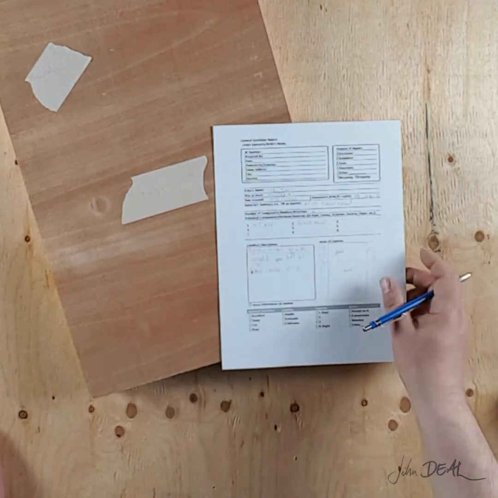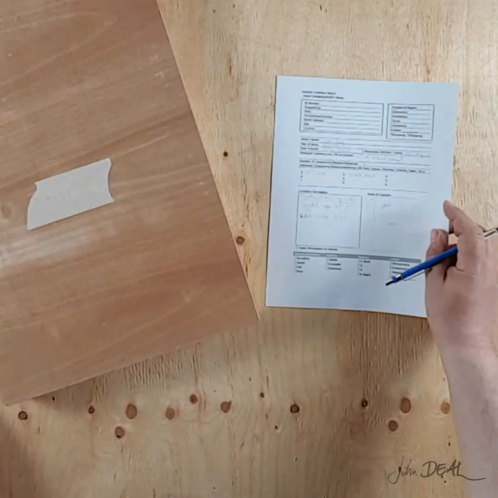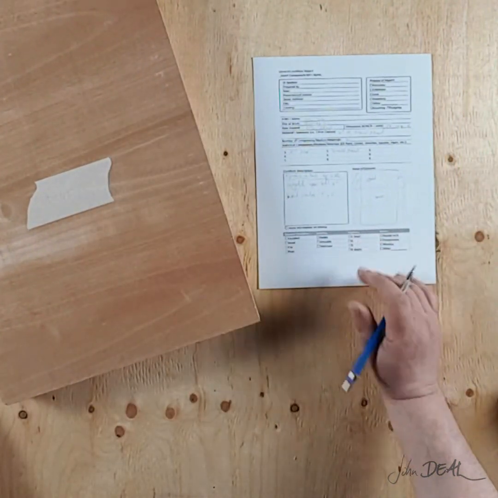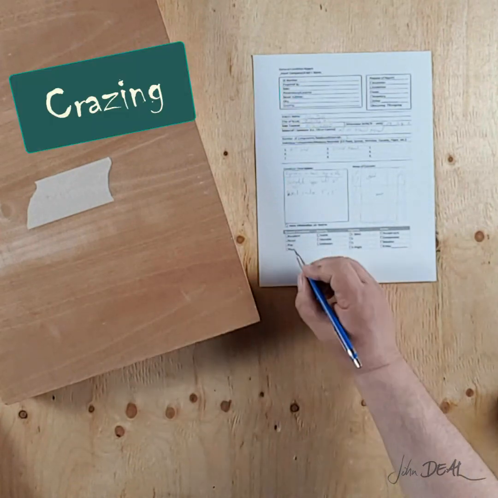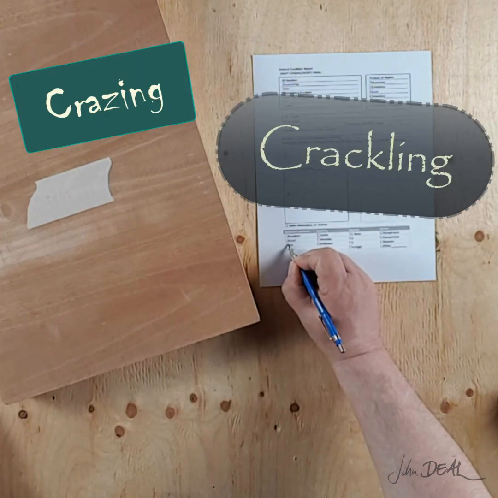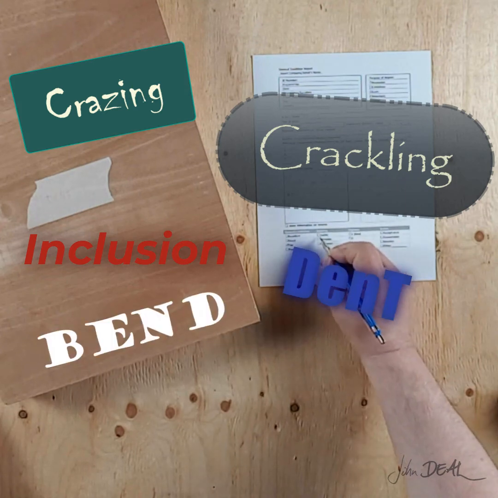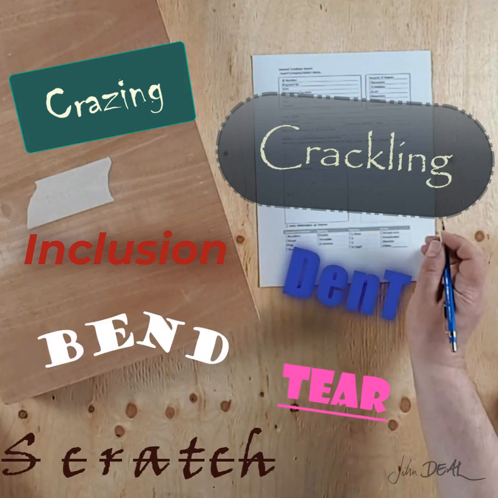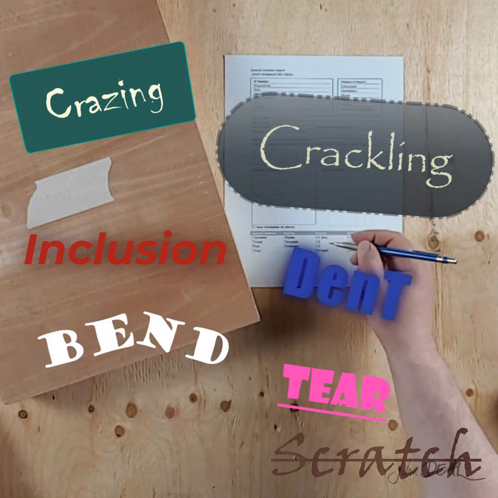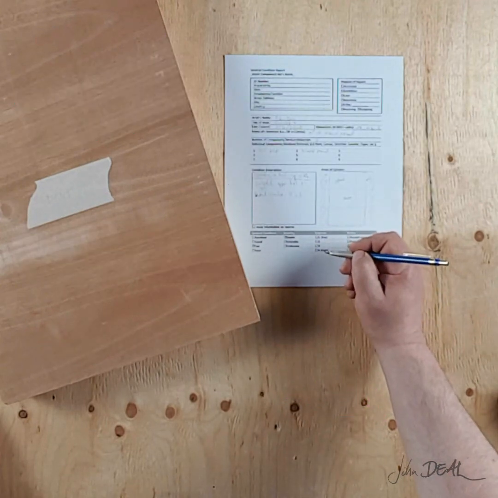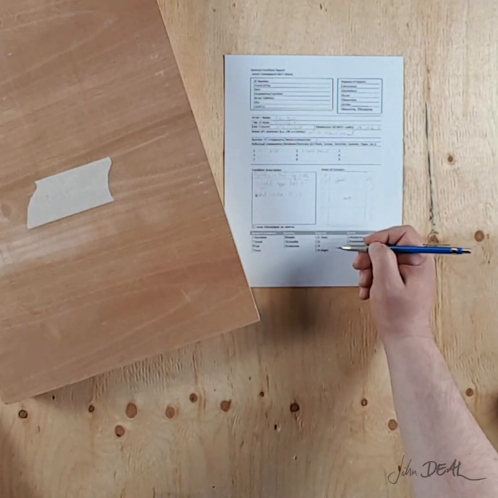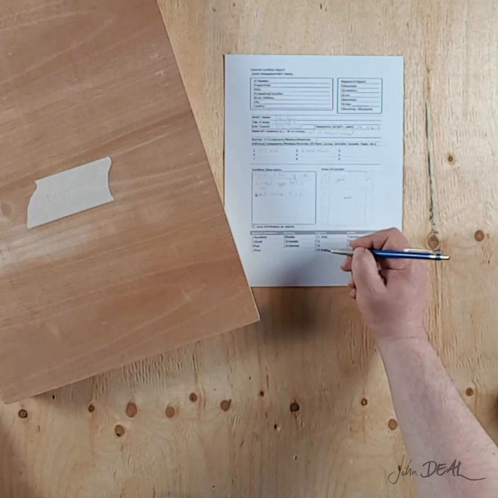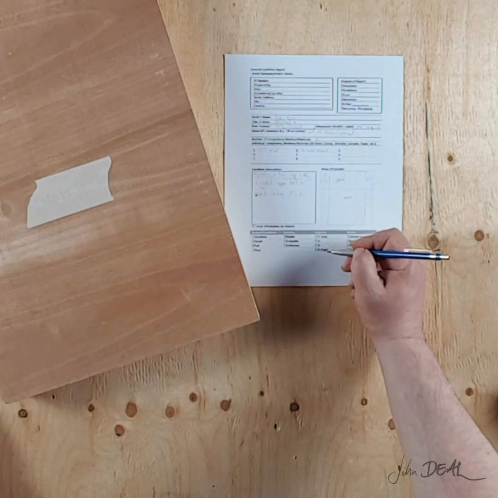There is a veritable plethora of terms that can be used to describe concerns like crazing, crackling, inclusion, dent, bend, tear, scratch, and on and on. It's worth getting to know some of these terms if you are carrying out assessments on a regular basis, so you can adequately describe what's really going on in the work.